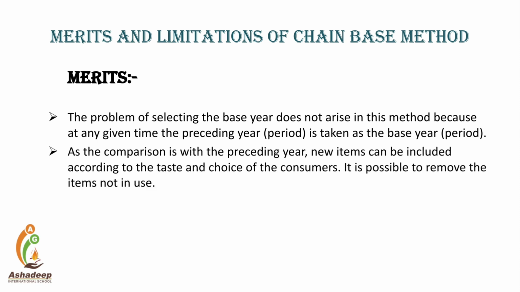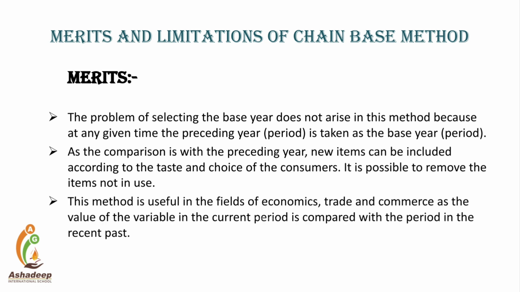As the comparison is with the preceding year, new items can be included according to the taste and choice of the consumer. It is possible to remove the items not in use. In the fixed base method, this is not possible because our base year is too far in the past, and in this method we are using the preceding year as the base year each and every time. So if we want to add or remove any items from the index, we can do that, and that is one of the very big merits of this method.